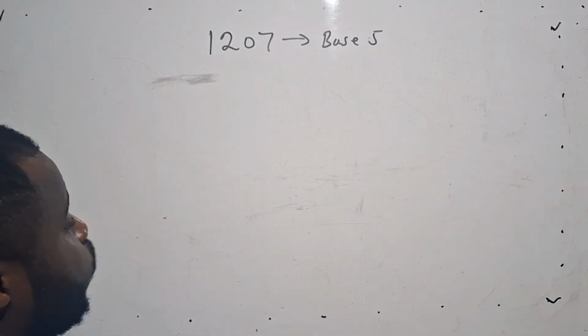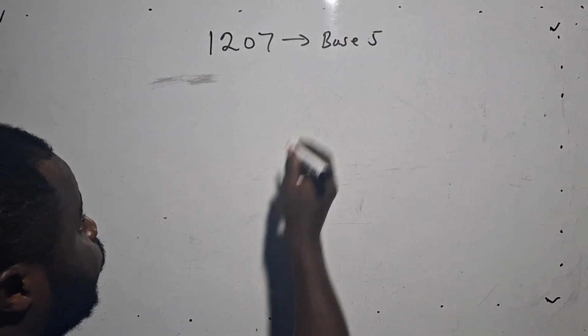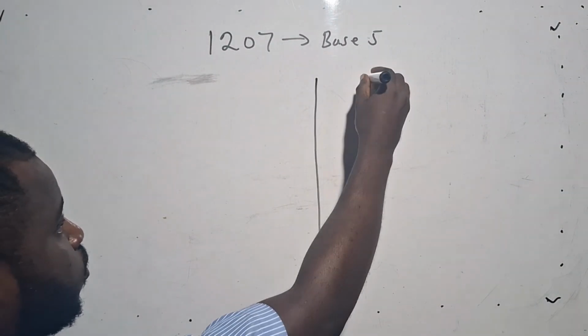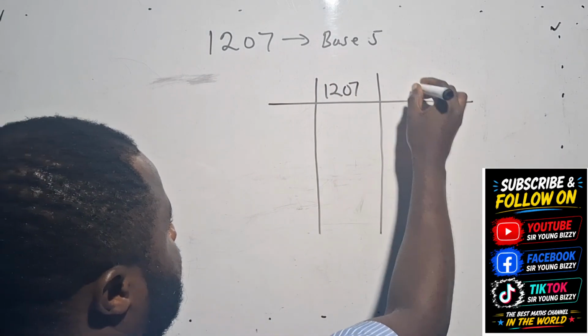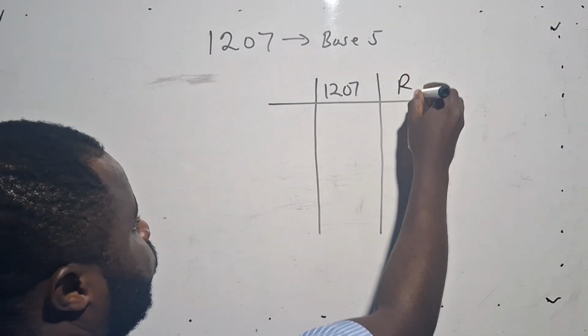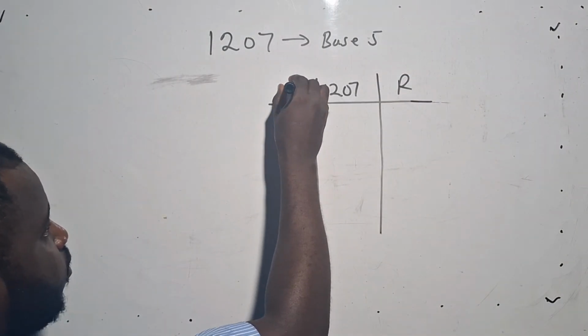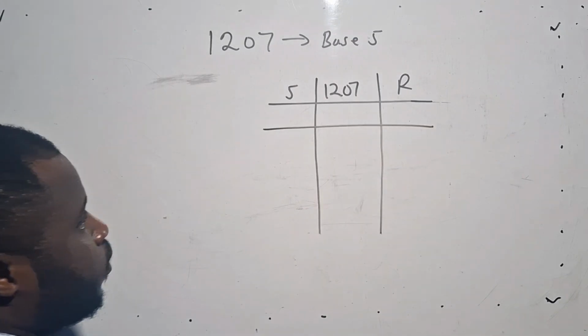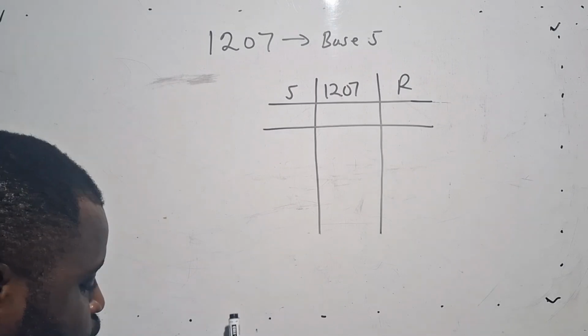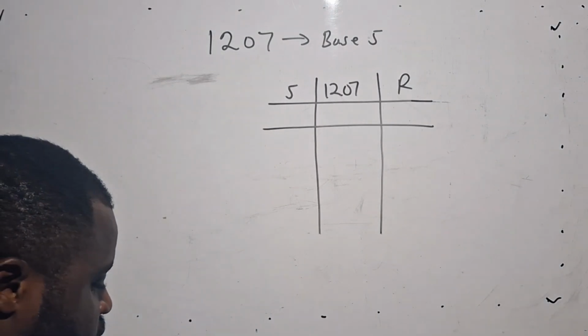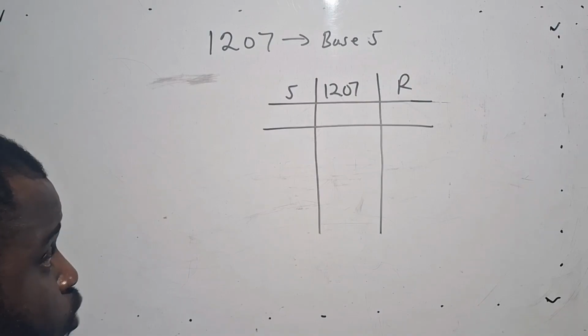As the question is posted on the screen, we have to convert 1207 to base 5. This figure looks huge, but we can still do it and simplify it here. So my table, 1207. This time around, I'm going to write R as my remainder. So with 5. Now 1207 divided by 5 with the help of my calculator. Write the whole number.